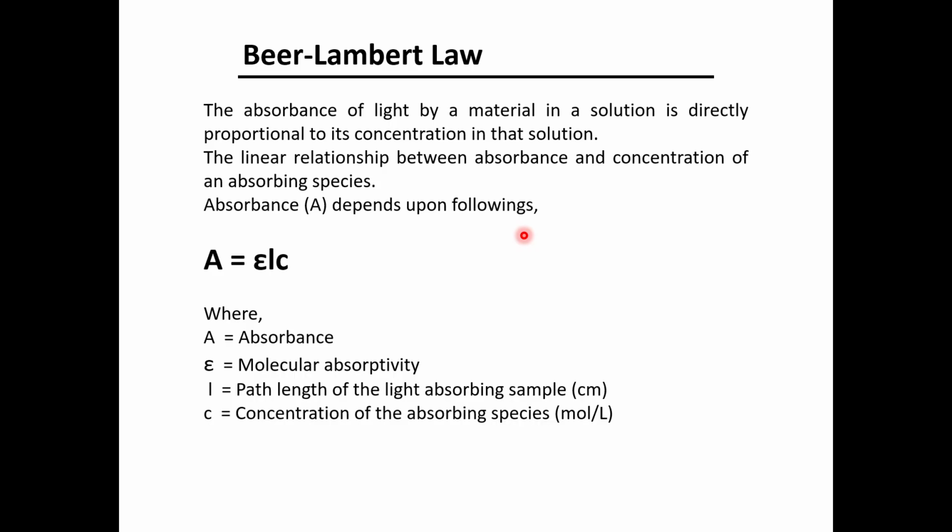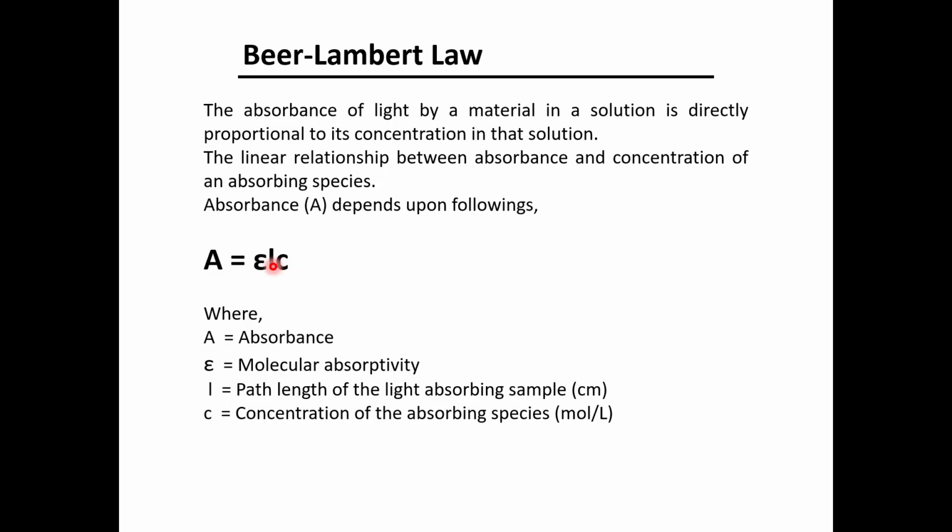Spectrophotometry follows a law called the Beer-Lambert law. This states that the absorbance of light by a material in a solution is directly proportional to its concentration in that solution. So it is a direct relationship, and the concentration is directly proportional to the absorbance. So if a compound has higher concentration in solution, the absorbance will be maximum.